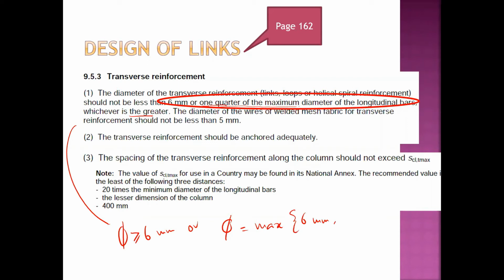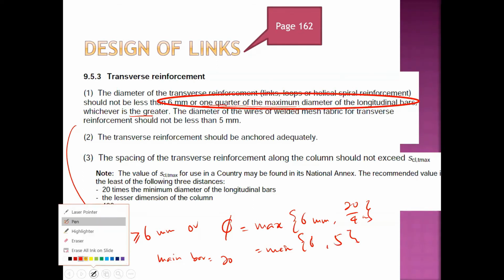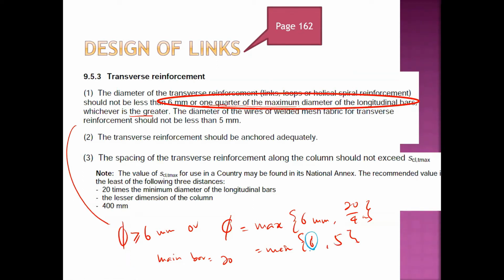1/4 means divided by 4. Let's say the diameter of the main bar is equal to 20, so 20 divided by 4 is 5 mm. You select the maximum between 6 and 5, so in this condition the minimum shall be 6. So you can use, let's say, a diameter of 10 mm.